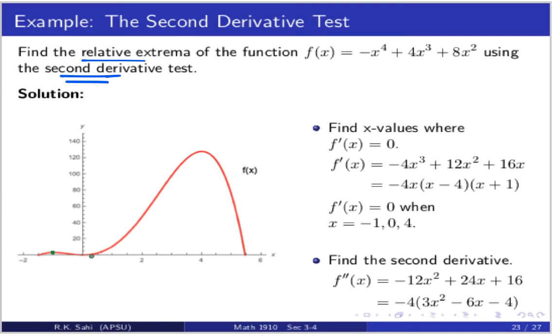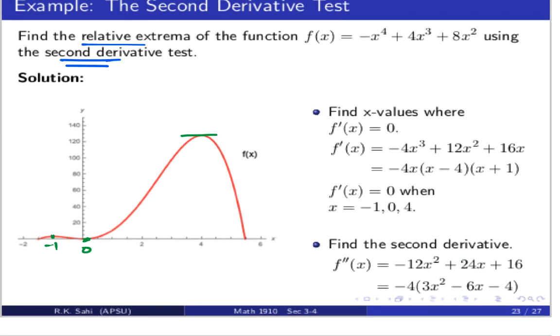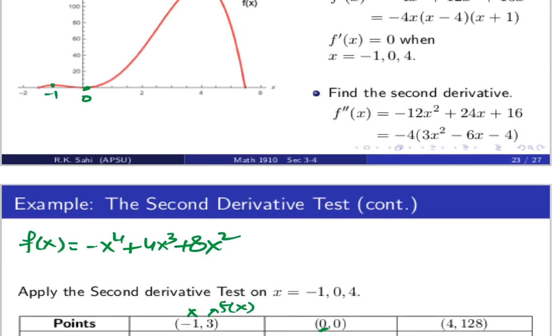So this is one little point here, this is point 0, the point negative 1, and the point 4. So you see all these points where you apply the second derivative test. Okay, so now we'll continue to the next example.